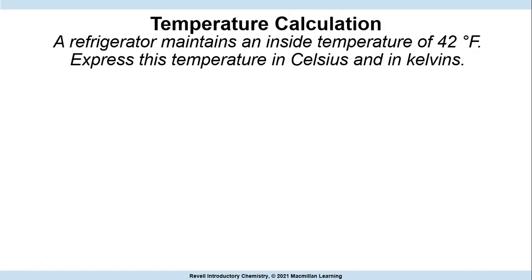Now let's look at an example. A refrigerator maintains an inside temperature of 42 degrees Fahrenheit. Express this temperature in Celsius and Kelvin. We've seen how to convert from degrees Fahrenheit to degrees Celsius, and we've also seen how to convert from Celsius to Kelvin. The best way for you to do it is to convert from Fahrenheit to Celsius, then from Celsius to Kelvin.